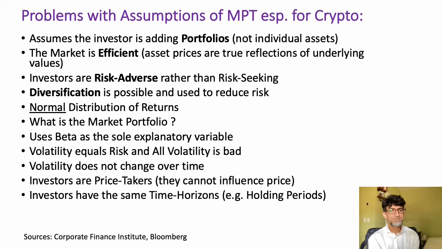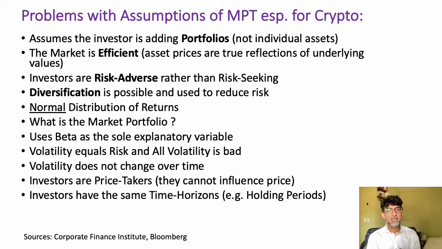And what else here? I'm trying to see which ones may apply mostly to crypto. Here's one, volatility. This is the third point from the bottom. Volatility does not change over time. That is not true. Volatility itself has particular regimes, where sometimes you get high volatility and sometimes you get periods of low volatility. And MPT assumes that all risk is bad, and that's not true.